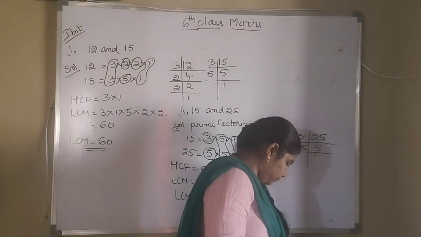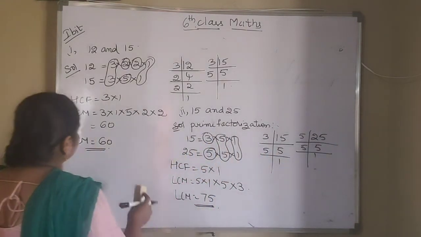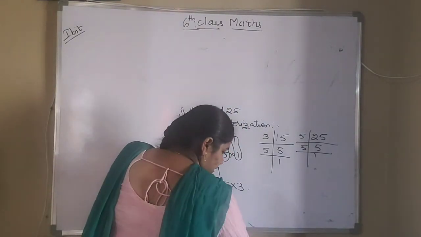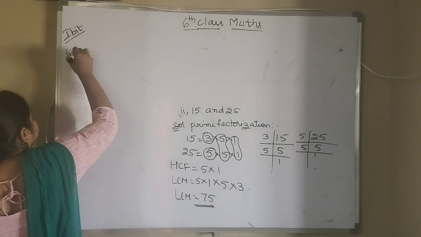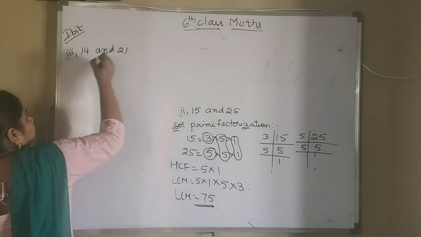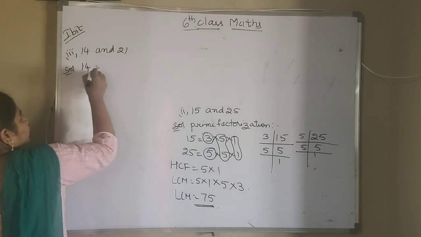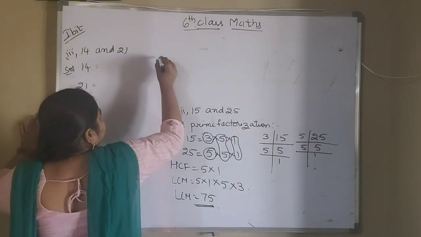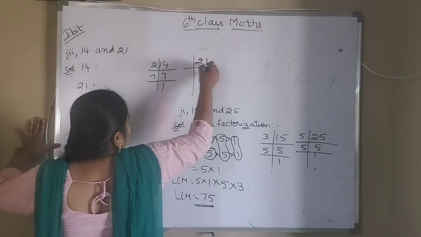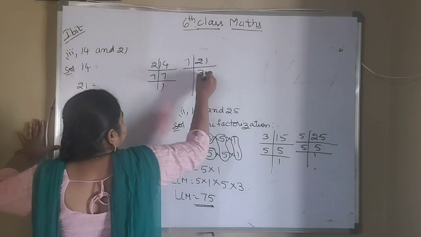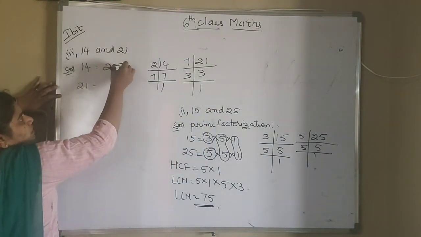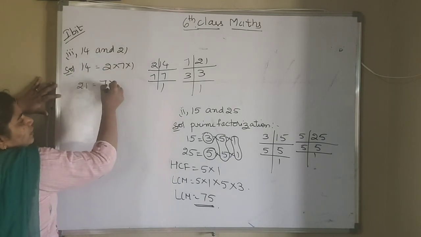Next is the third one. So what is the third one now? The third question is 14 and 21. So first you write 14 and 21 individually. 14 will go in the 2 table. So 2 7's are 14, 7 1's are 7. 21 will go in the 7 table: 7 3's are 21, 3 1's are 3. So 14 can be written as 2 into 7 into 1, and 21 can be written as 7 into 3 into 1.